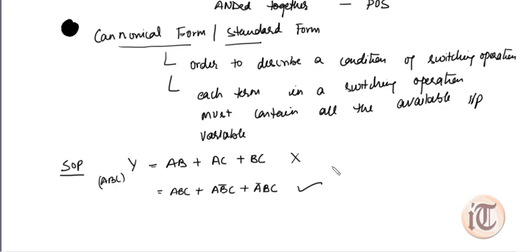This is how we can show whether an expression is in standard or canonical form. Similarly for the POS form, take the example y equals A plus B, dot B plus C, dot A plus C. Again there are three literals A, B, C, but in this sum term C is missing, in this A is missing, in this B is missing. Again, this is not the standard POS form. We have a procedure to convert a normal POS or SOP form into a canonical or standard form. How we convert it, we will explain in the next lecture.